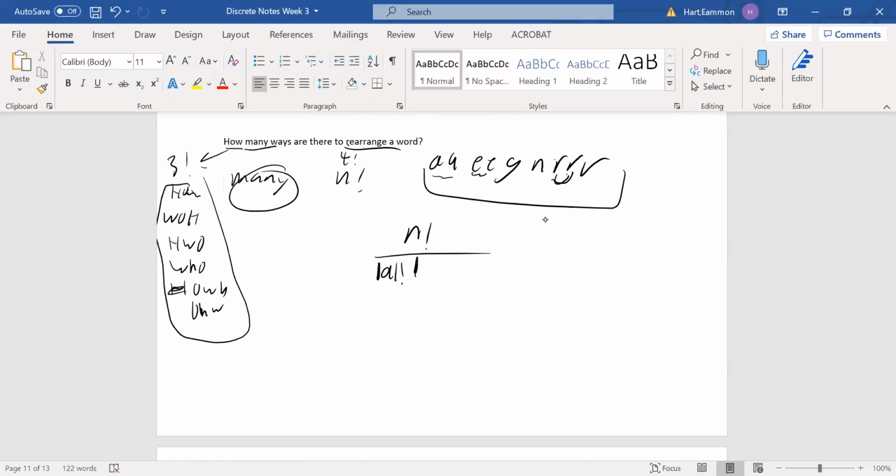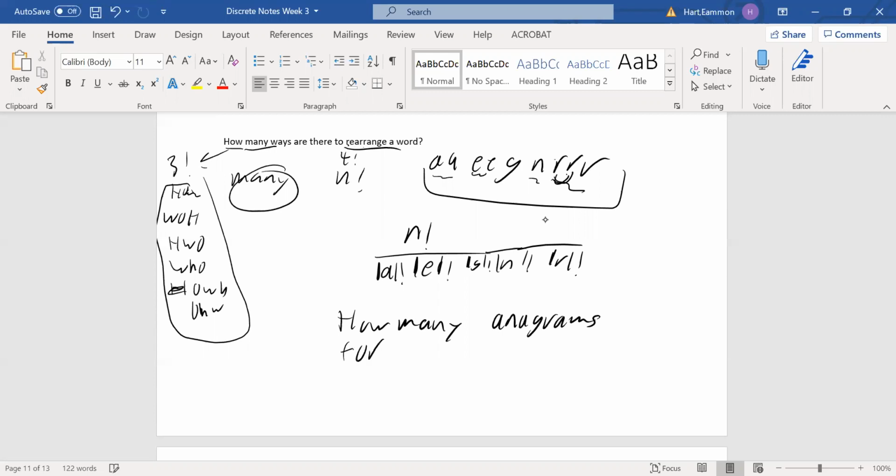The cardinality of E factorial. That's just 2 factorial again. Cardinality of G factorial. That's just 1. Cardinality of N factorial. Again, just 1. And then the cardinality of R factorial, which is 3 factorial in this case, which is 6. So if I want to look at how many anagrams, I think I'm spelling that correctly, are there for a word?